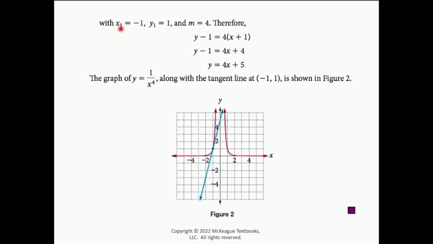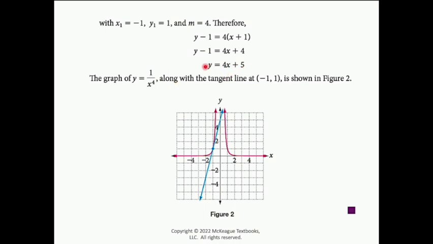So we're going to let x1 be -1, y1 be 1, because we're using that point that was on the function to find our tangent line. So when we plug that into our point slope form, we get this. And then if you want to put it in slope intercept form, you just do a little bit of rearranging, and we get y is equal to 4x plus 5.